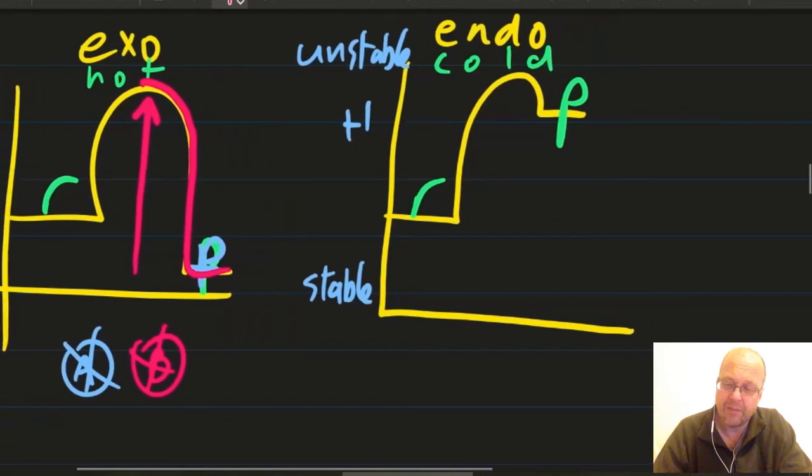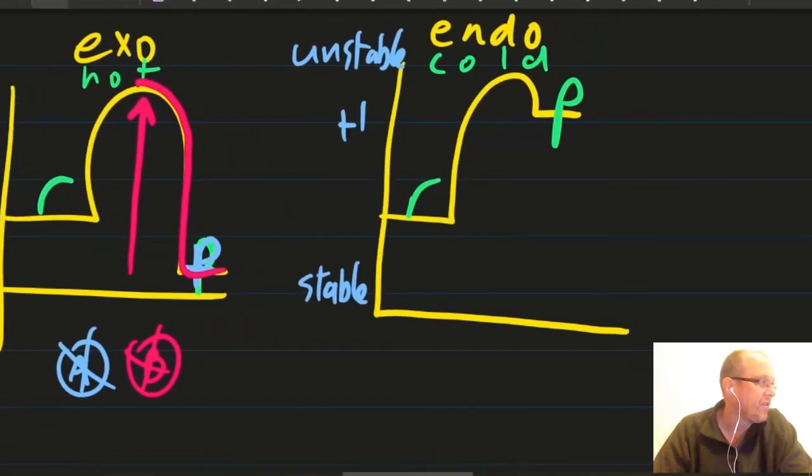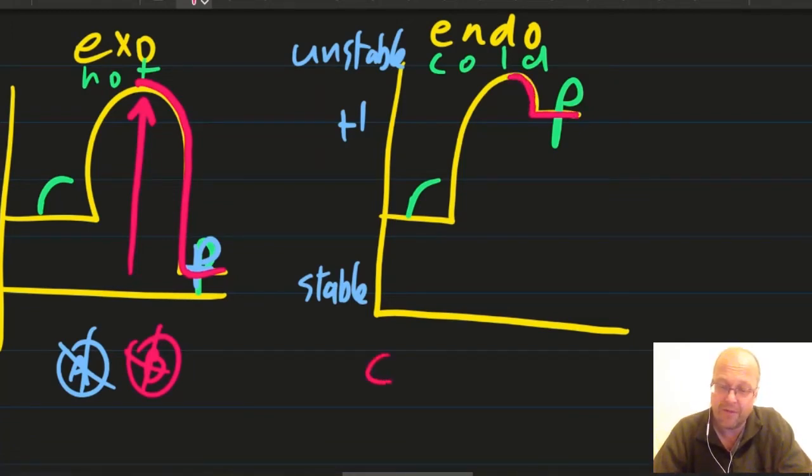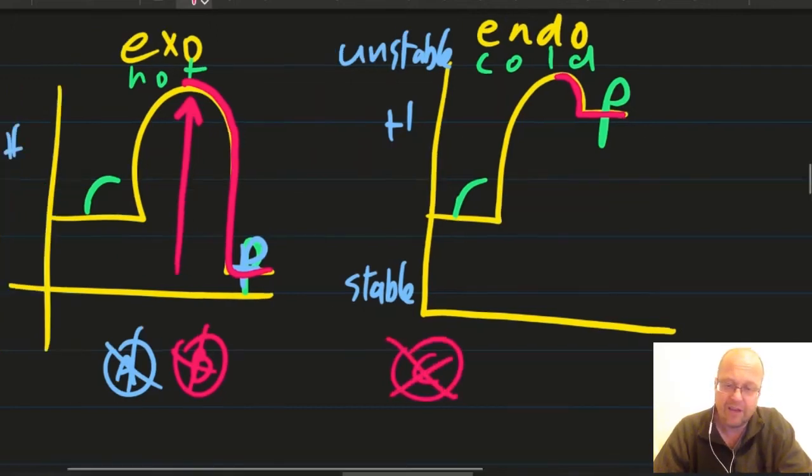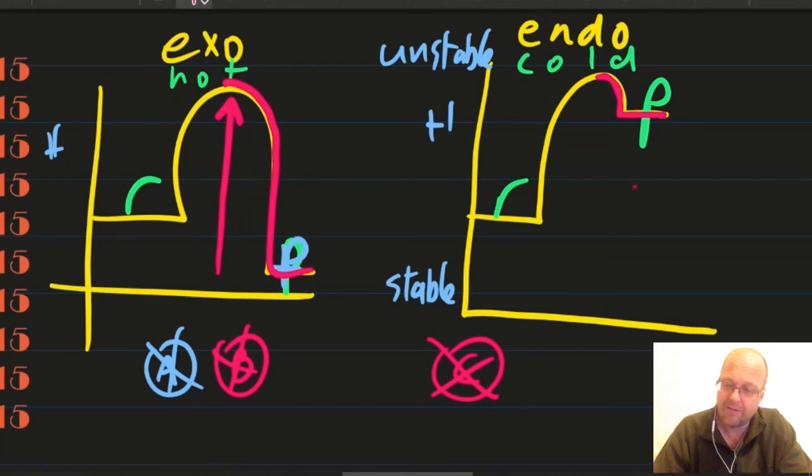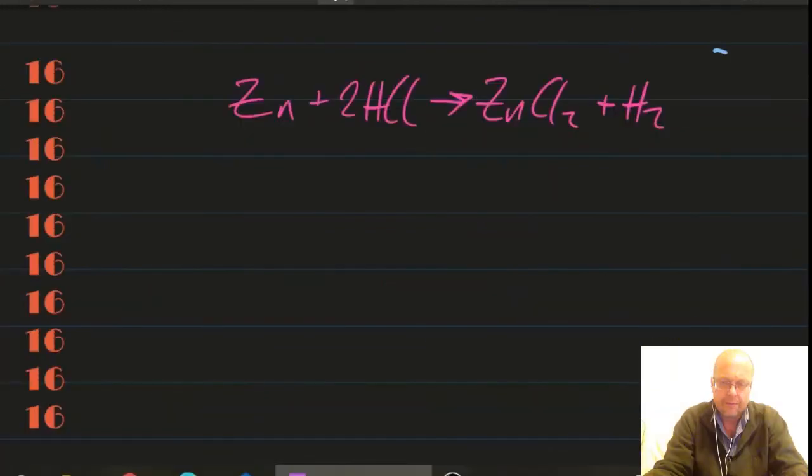Over to the endothermic. In an endothermic reaction, the products are more stable than the reactants. No, the products are less stable. They have higher energy. The higher the energy, the less stable something is. So C's wrong. That means it must be D. So 15 is D. Is that right? Yeah, 15D. 16.